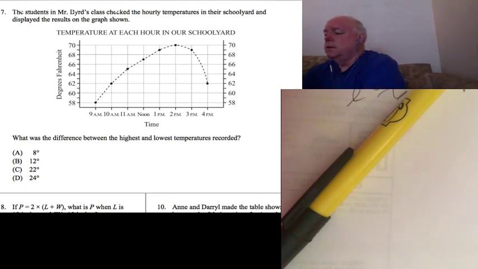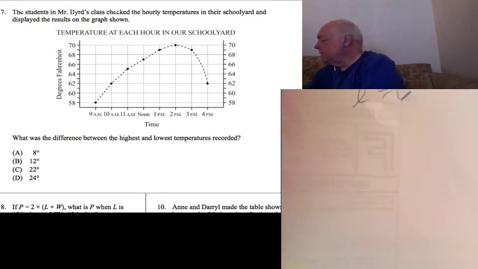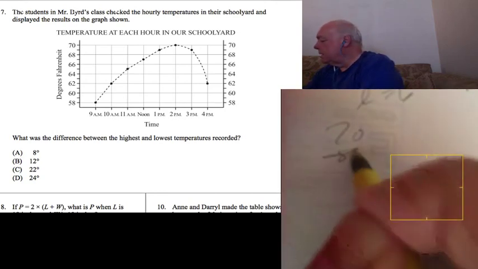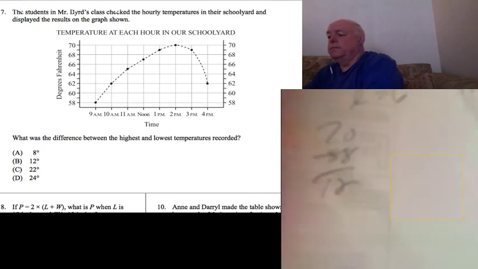Am I doing that right? 70 minus 58. Yeah, we're going to get 12. All right. I'm going to double check that answer. Yep, it's B. Okay.